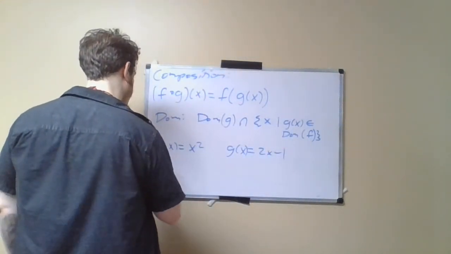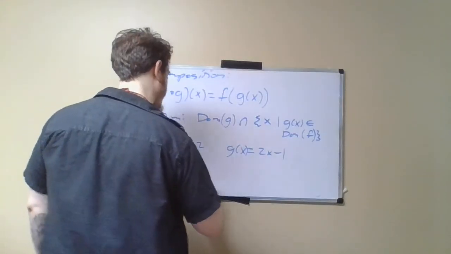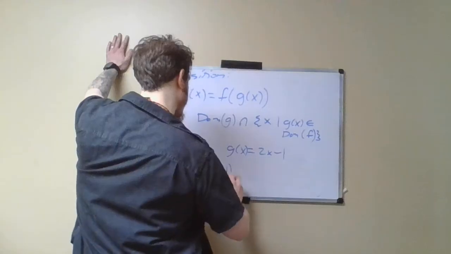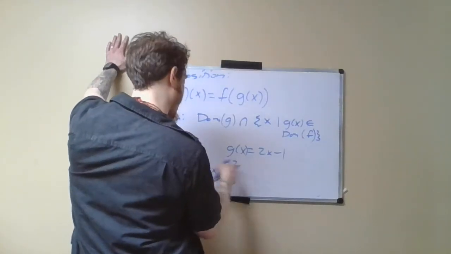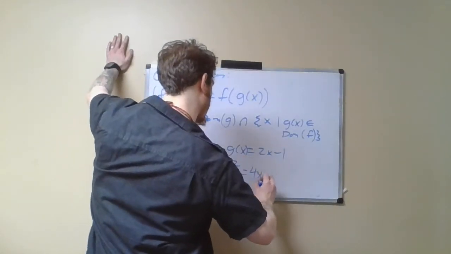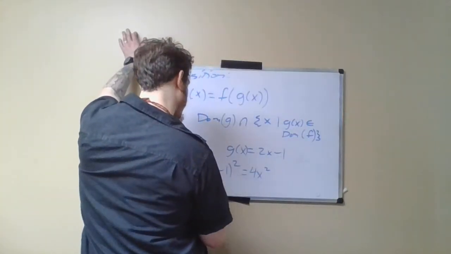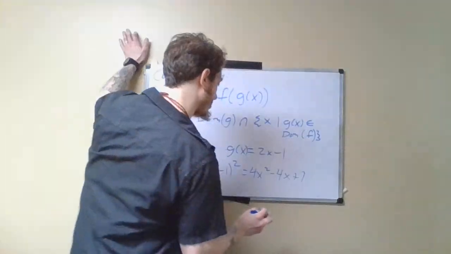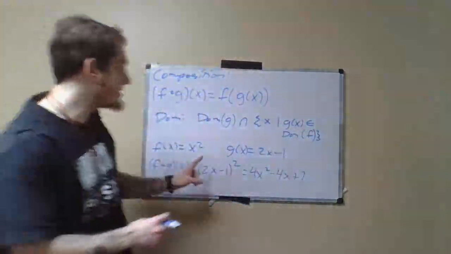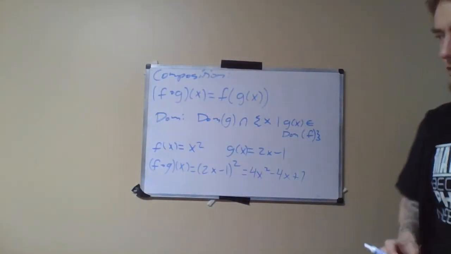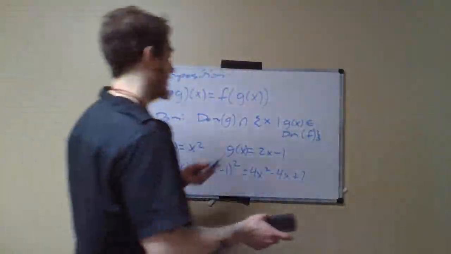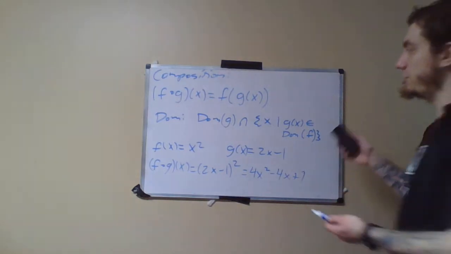Well, then f composed with g of x is going to be equal to, I take the 2x minus 1 and I plug it into f. So that gives it squared. That's going to be 4x squared minus 2x, so minus 4x, and then plus 1. And there's my expression. And in this case, the domain is just all real numbers. There's no problems here at all with the domain. So that's an example of composition.